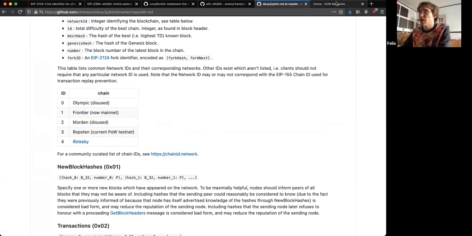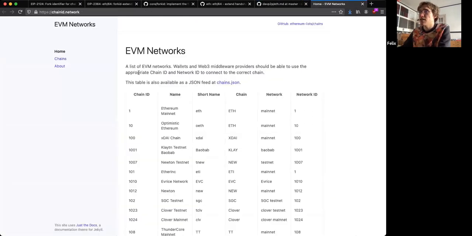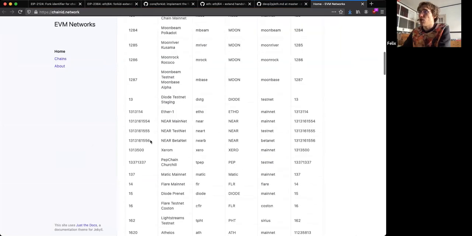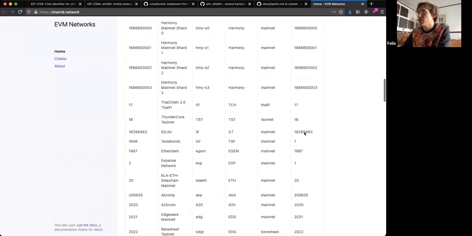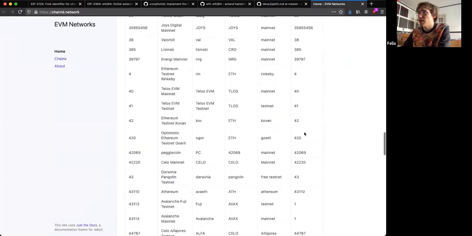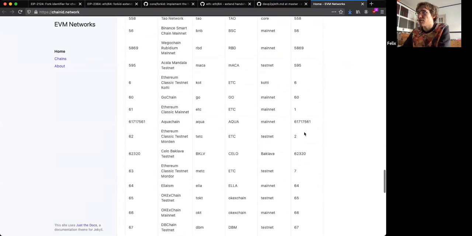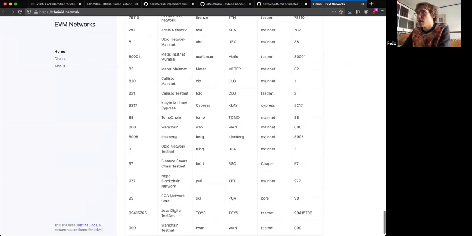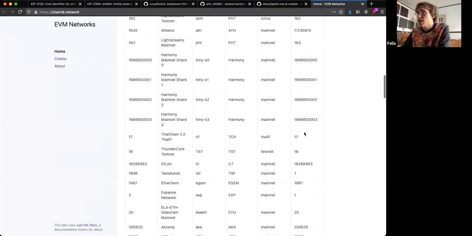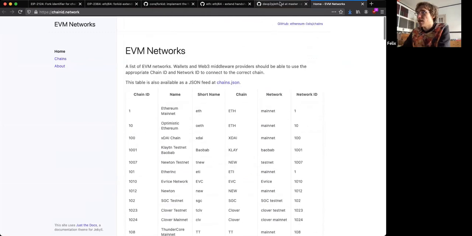But actually, there is a site, chainid.network, that shows all of the different network IDs which are in use, and you can see there are quite a lot of them. So basically, when people create alternative Ethereum networks, they usually choose a network ID, and they are all listed here. So that is the network ID.